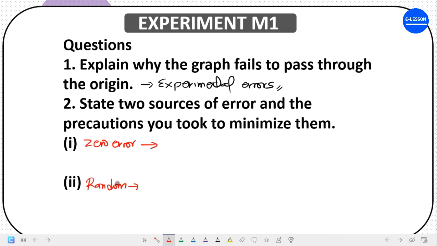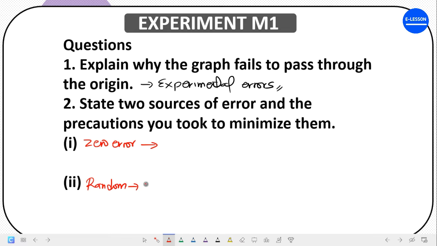Now, under random error, you can put it was ensured that the place of the experiment was void of air, and other random breeze. Now you know what I'm trying to talk about. You get it? So that is for the random error. Okay, that's for the random error.